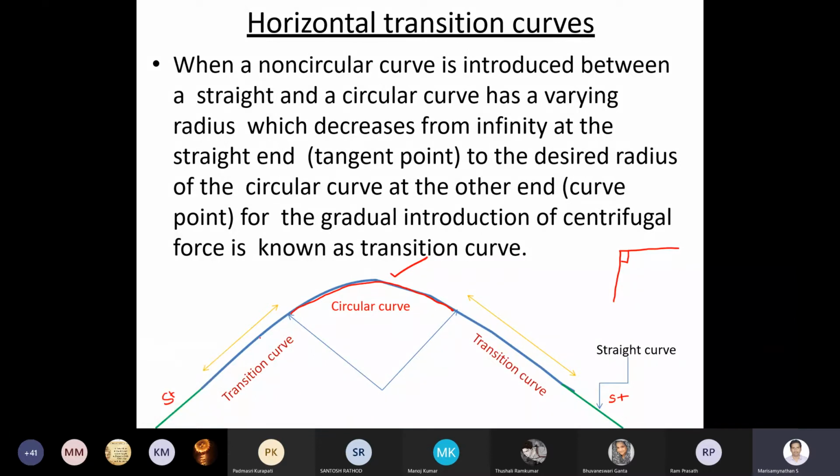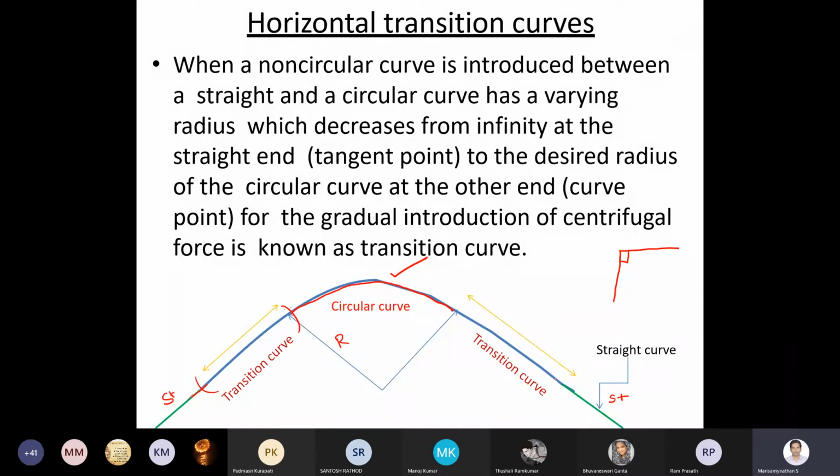So from the straight path to the circular curve, we cannot connect suddenly because there are a lot of issues, like the jerk or the discomfort or other issues that would probably happen on the field. To avoid those kinds of issues, in the middle of the connection between the curve and the straight path, we provide the transition curve. It starts from infinity and reaches the radius of the circular curve.